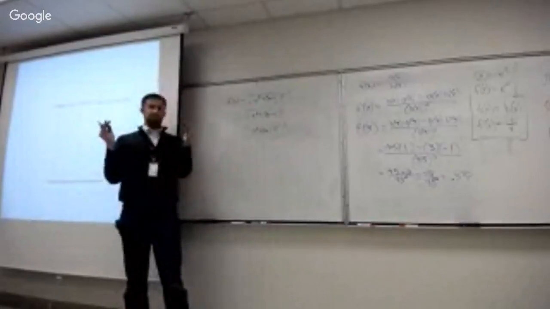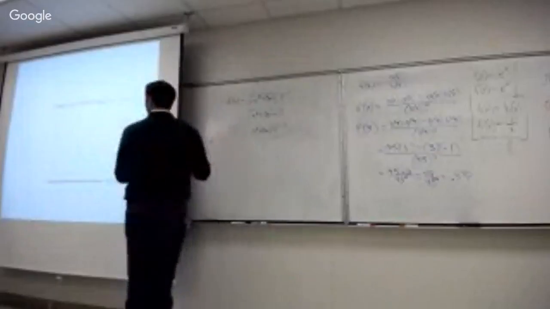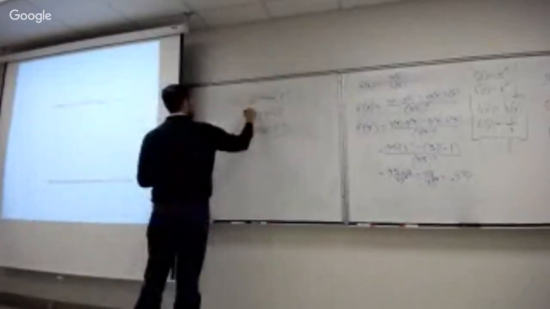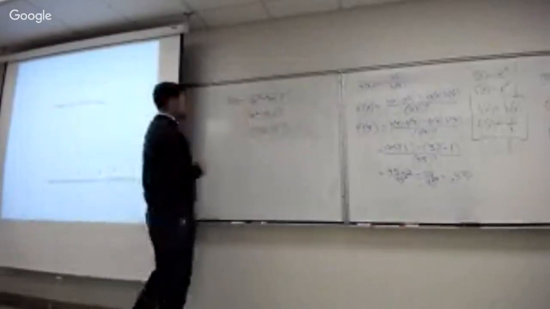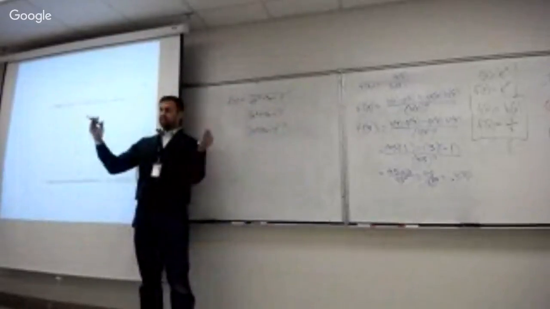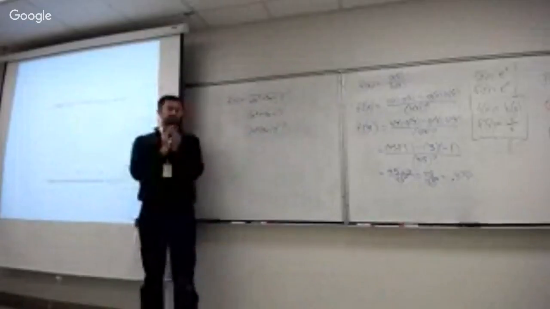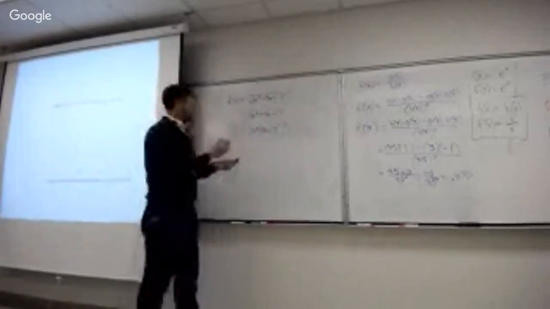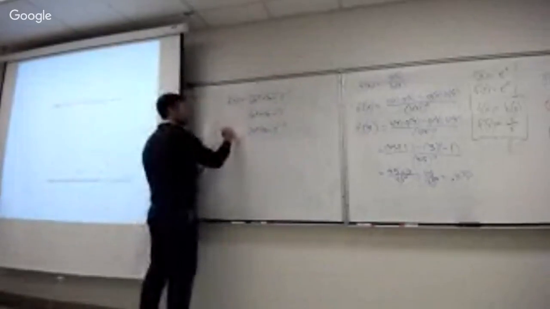Is it a 2x squared? You're right. 2x squared plus 3x plus 7. Thank you. So the outside function is parenthesis to the 1/2. The inside function is the polynomial. Okay, so now we can go ahead and take this derivative.